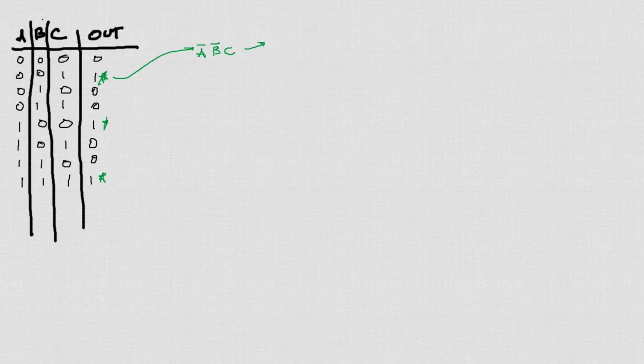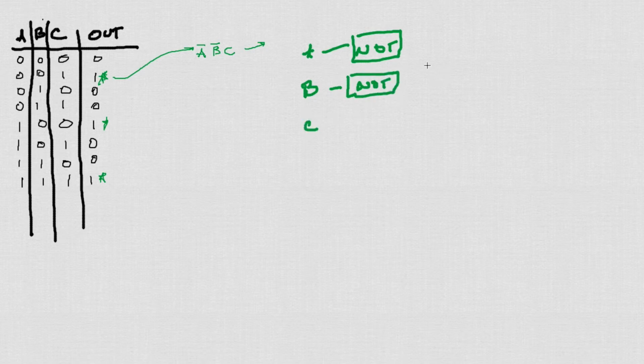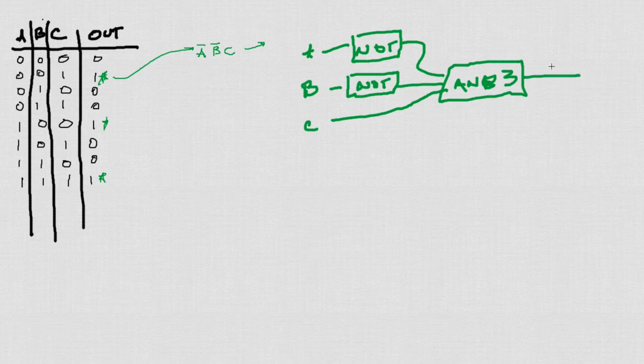So I'm going to write this out now as a logic network. I'll run the input A through a NOT. I'll run B through a NOT. And I will run C straight through. So I'm going to run those all to an AND 3-way. And I cannot write using this tool. There we go. Looks like just the word AND. So AND 3.